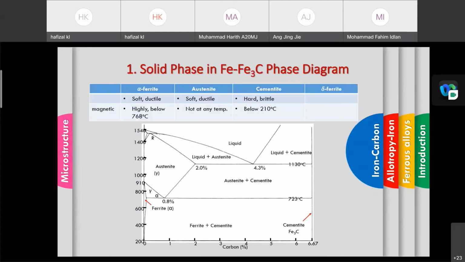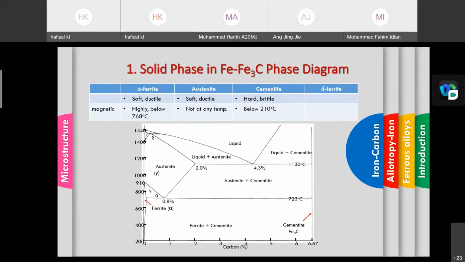For the properties, alpha ferrite is soft and ductile, compared to cementite, which is hard and brittle. Austenite is also soft and ductile.